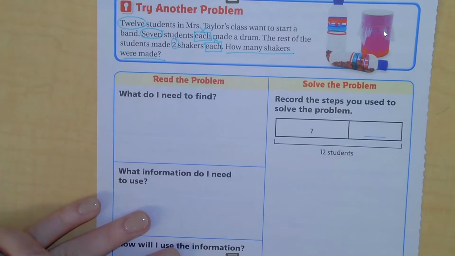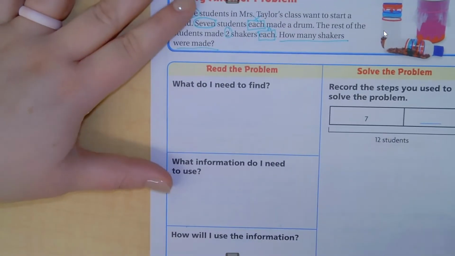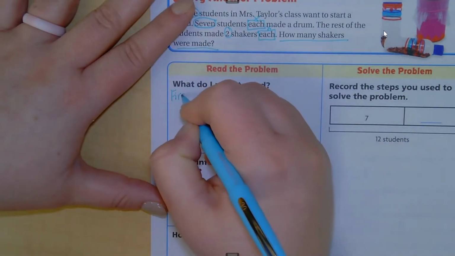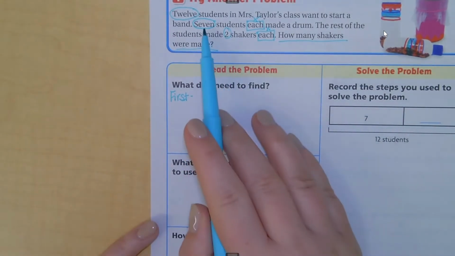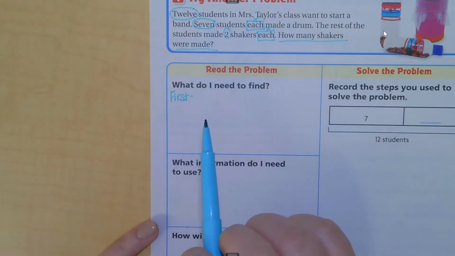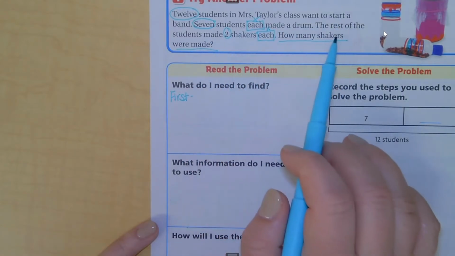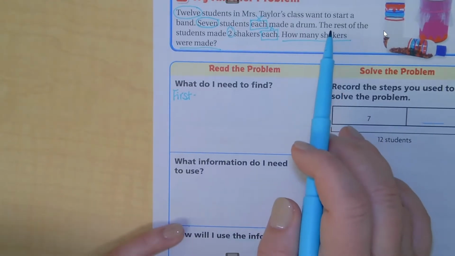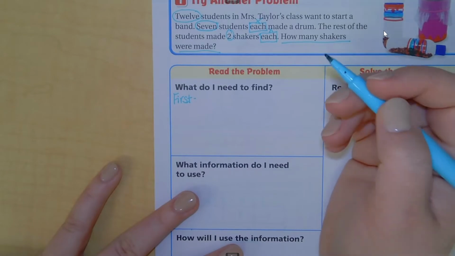Okay, so what do I need to find? Well, first, let's talk about what we have to find first, because we know how many students made a drum, right? But we don't know how many students made shakers because it just says the rest of the students, right? So first we need to find out how many students made shakers.